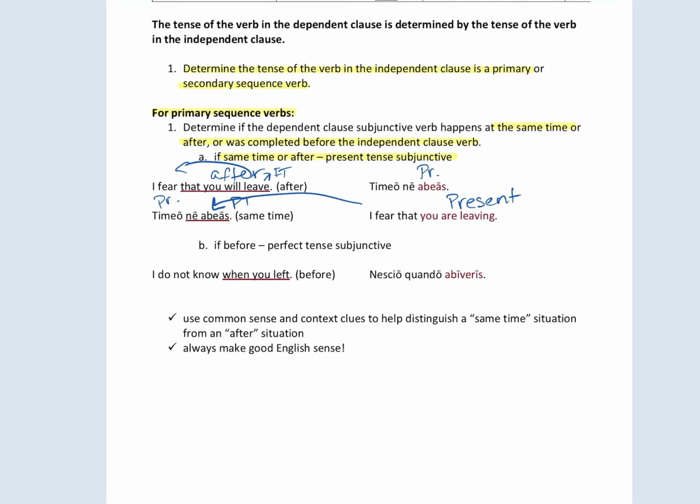And you may be going, wait a second. They are exactly the same thing in Latin. Timeo ne habeas, timeo ne habeas. Yet the English is different. That is correct, right? I'll tell you why in just a minute, okay? You have to use common sense and context clues to help distinguish a same time situation from an after situation. If I just gave you timeo ne habeas, you could translate it either I fear that you are leaving or I fear that you will leave. And I don't give you any other context. I give you that sentence by itself. Yes, you can translate it either way because we don't know. The subjunctive is in the present tense if it's after or the same time.